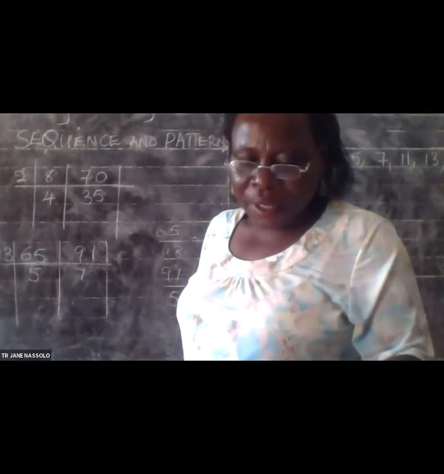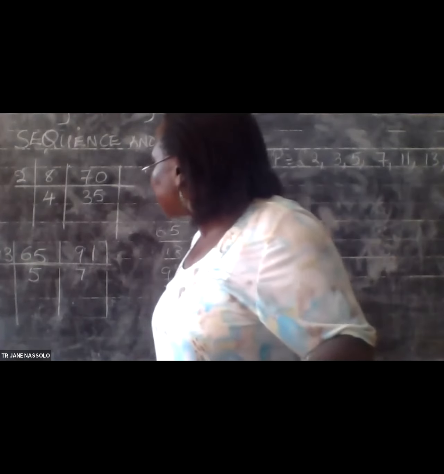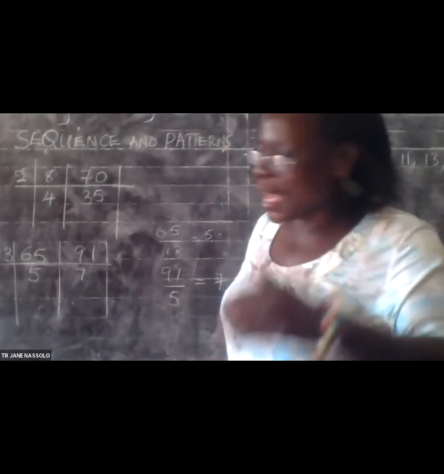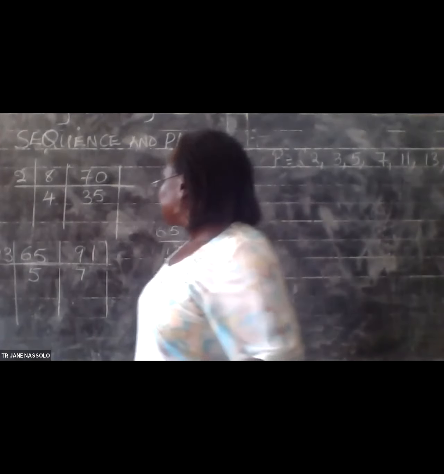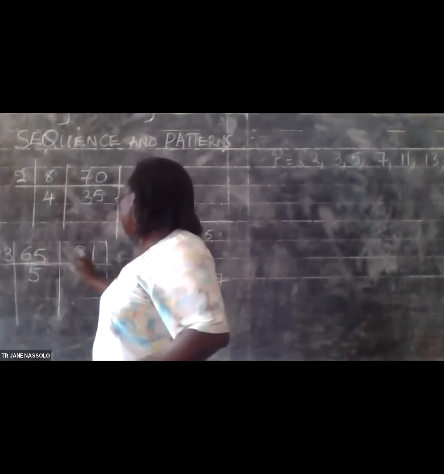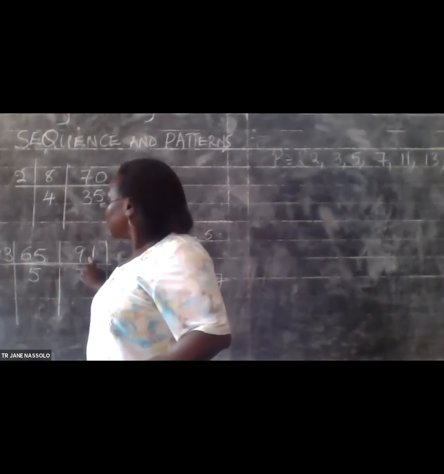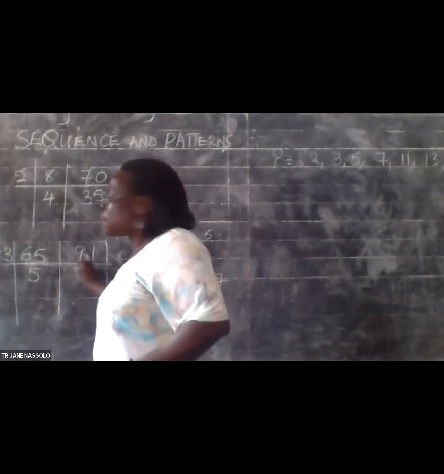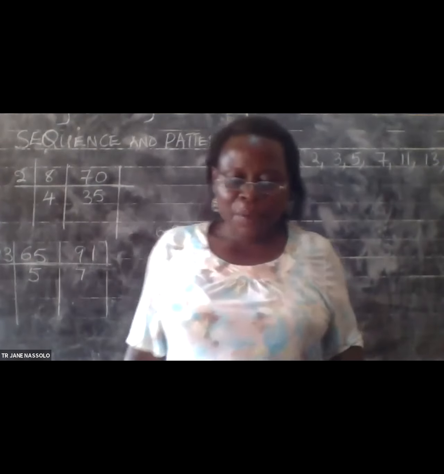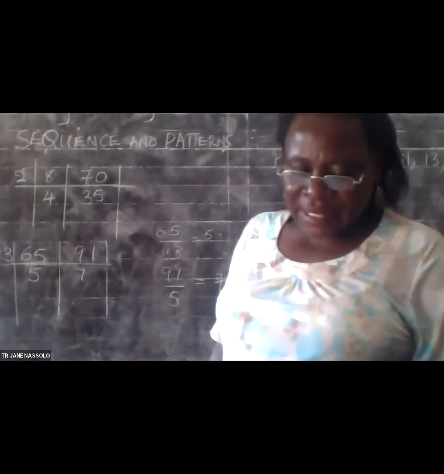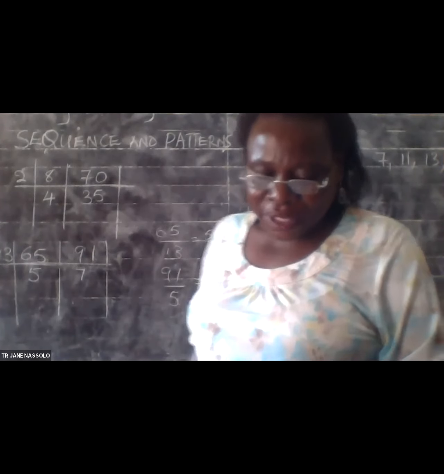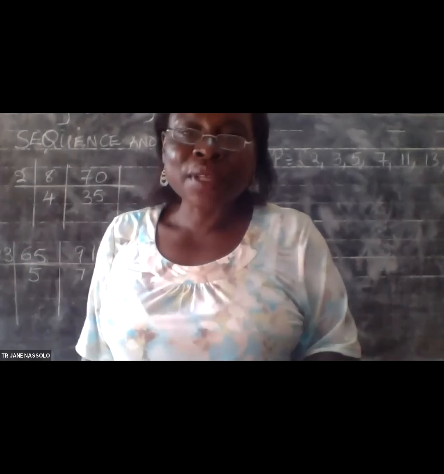Two multiples of a number have been shaded. The shaded numbers are 65 and 91. So we want to find a number that is a factor of 65 and 91. We want to find a number for which 65 and 91 are multiples. So the answer is 13. Thank you very much.